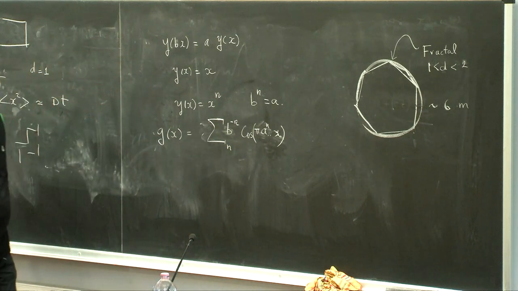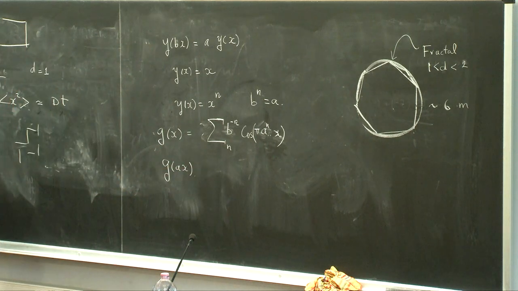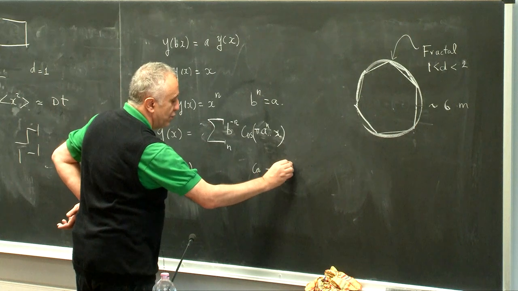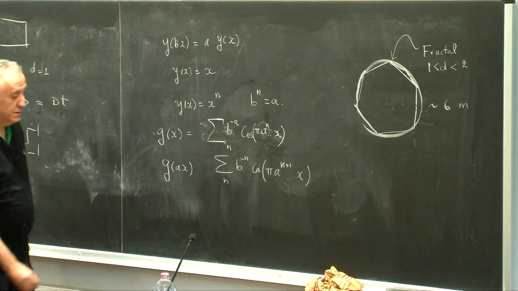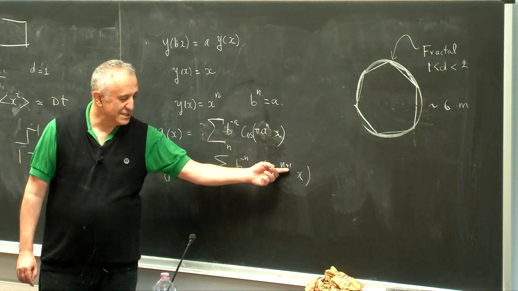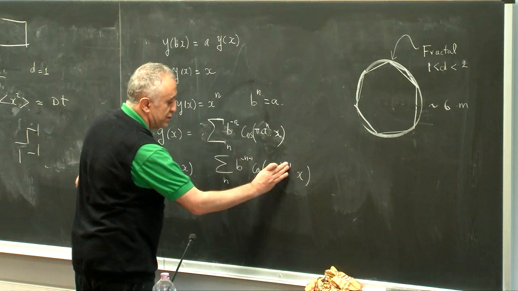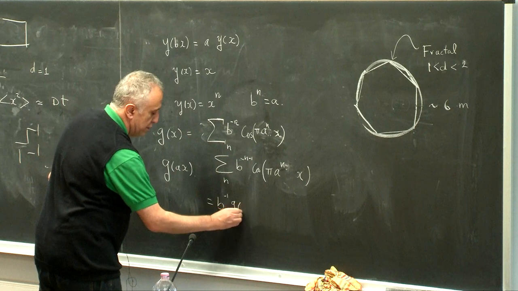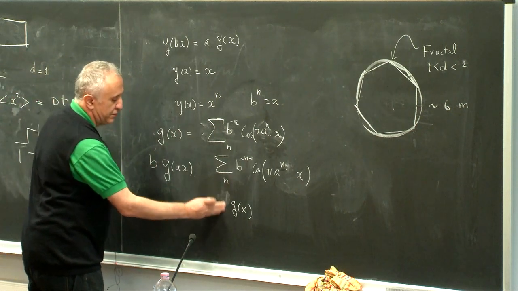Now you see that the Weierstrass function under a scaling g of a of x will go into cosine of pi a to the n plus 1 x, sum over b to the minus n, but I can rescale it. Why? Because this sum is over infinity, I can rescale n by 1. So what happens is that this will go into minus b minus 1, this goes out, and then a b comes out. So it is equal to b minus 1 g of x. In other words, b g of a x is g of x.